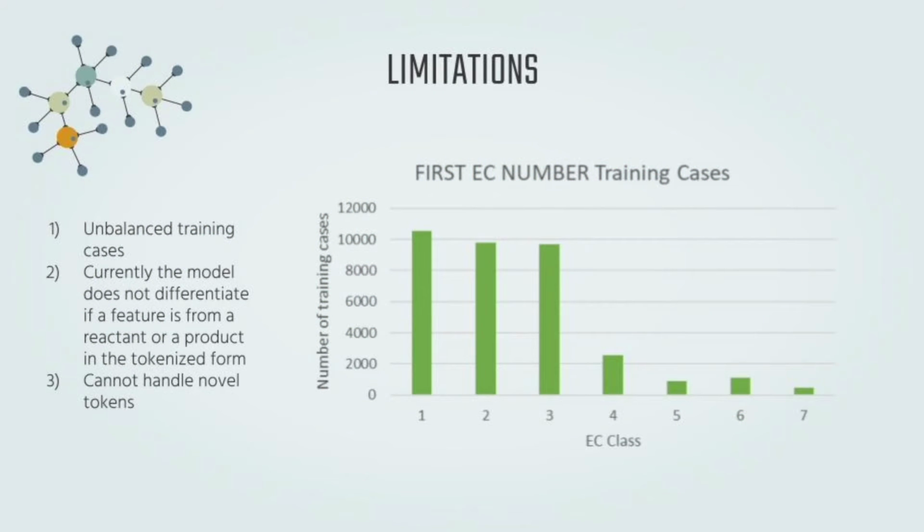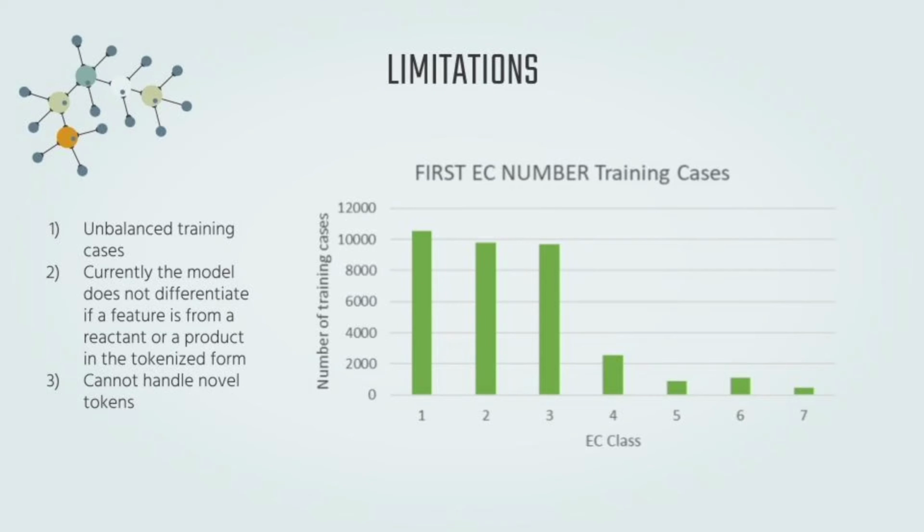Firstly, one of the limitations of our model is that it's trained on an unbalanced training set. As shown in the graph, there is a larger number of training cases for EC classes 1 through 3. Ideally, we would balance the test cases to cover all possible combinations in equal amounts. Secondly, our model does not differentiate if a feature is from a reactant or a product in the tokenized form. This leads to a loss of information for the machine when trying to predict what kind of reactants or products will be seen in a type of reaction.